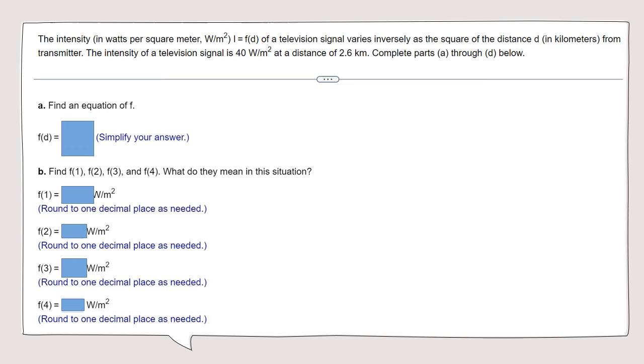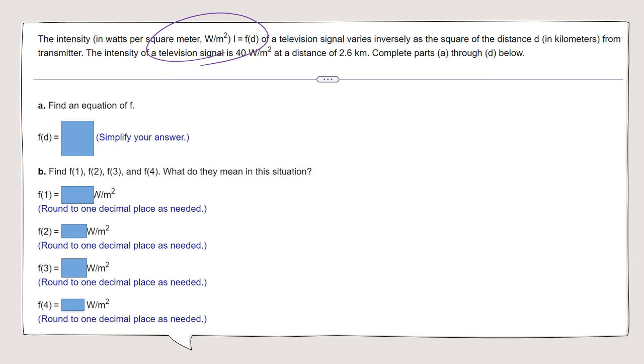Let's look at another one of those ones that is very similar because it's crazy, but this one tells us a little bit of our information. The intensity in watts per square meter, so it's got watts over meter squared, of a television signal varies inversely as the square of the distance. Now, this is kind of a gimme here in the setup because since they tell me the units, I already know that I'm going to take the watts and divide by the meters squared.